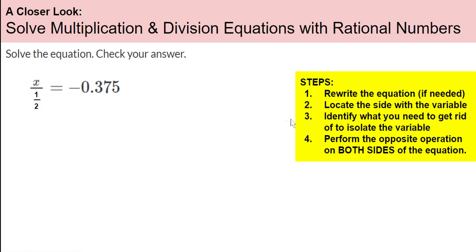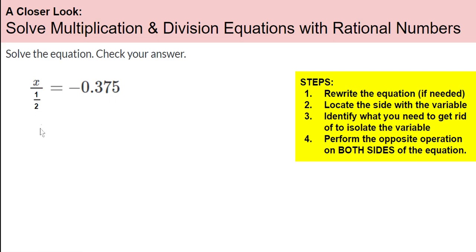Step one, how did you rewrite this? Did you rewrite the decimals to a fraction? Or did you change the fraction to a decimal? Which one do you think would be the easier way to go? The easier way to go, I'm going to change the fraction to a decimal.